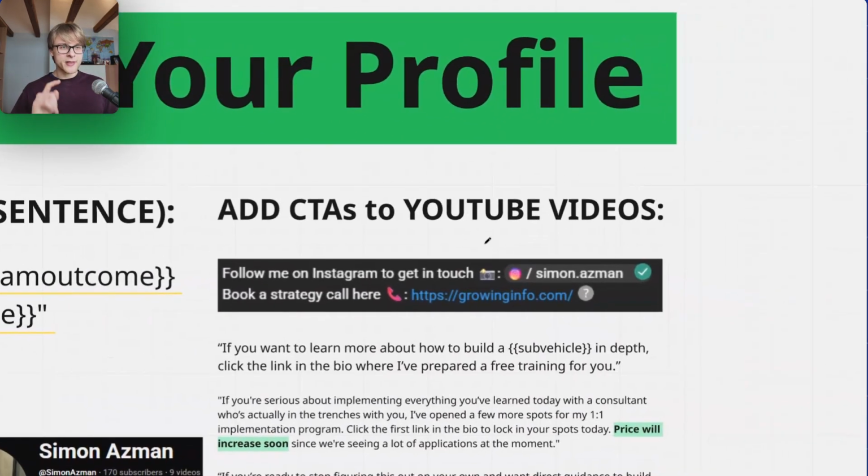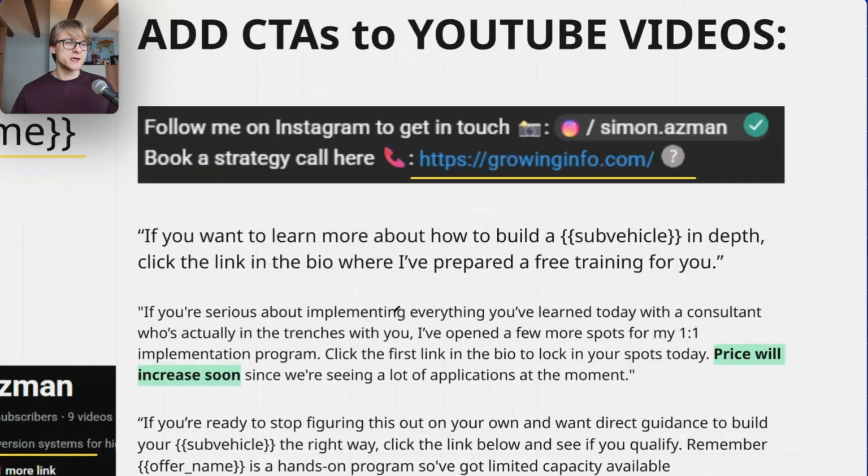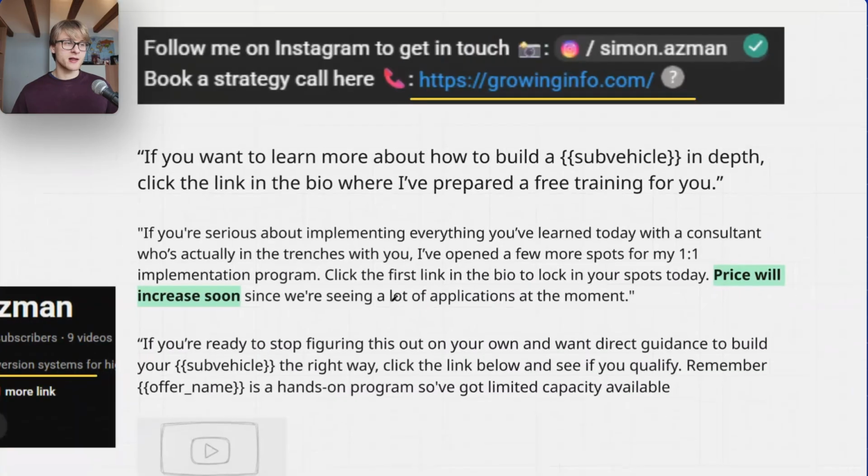Okay. And then another thing that you want to do is add CTAs to your YouTube videos. First of all, obviously put the link to your VSL funnel in your bio. As you can see, I have my links in my bio as well. So a CTA could be something like: if you want to learn more about how to build a sub vehicle, this would be essentially what you're selling, or a transformation that you're selling, in depth, click the link in the bio where I've prepared a free training for you. We generally frame the VSL as a free explainer video or free training.